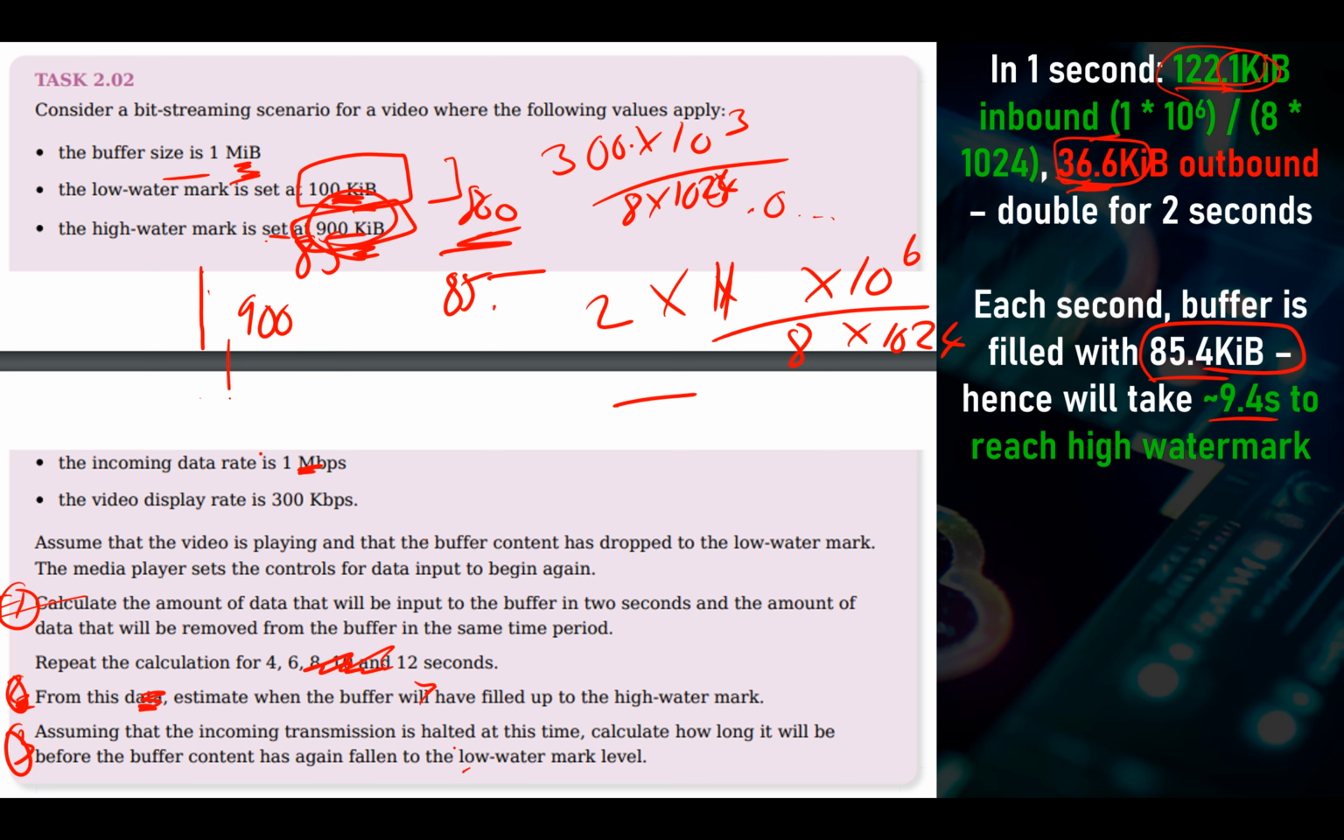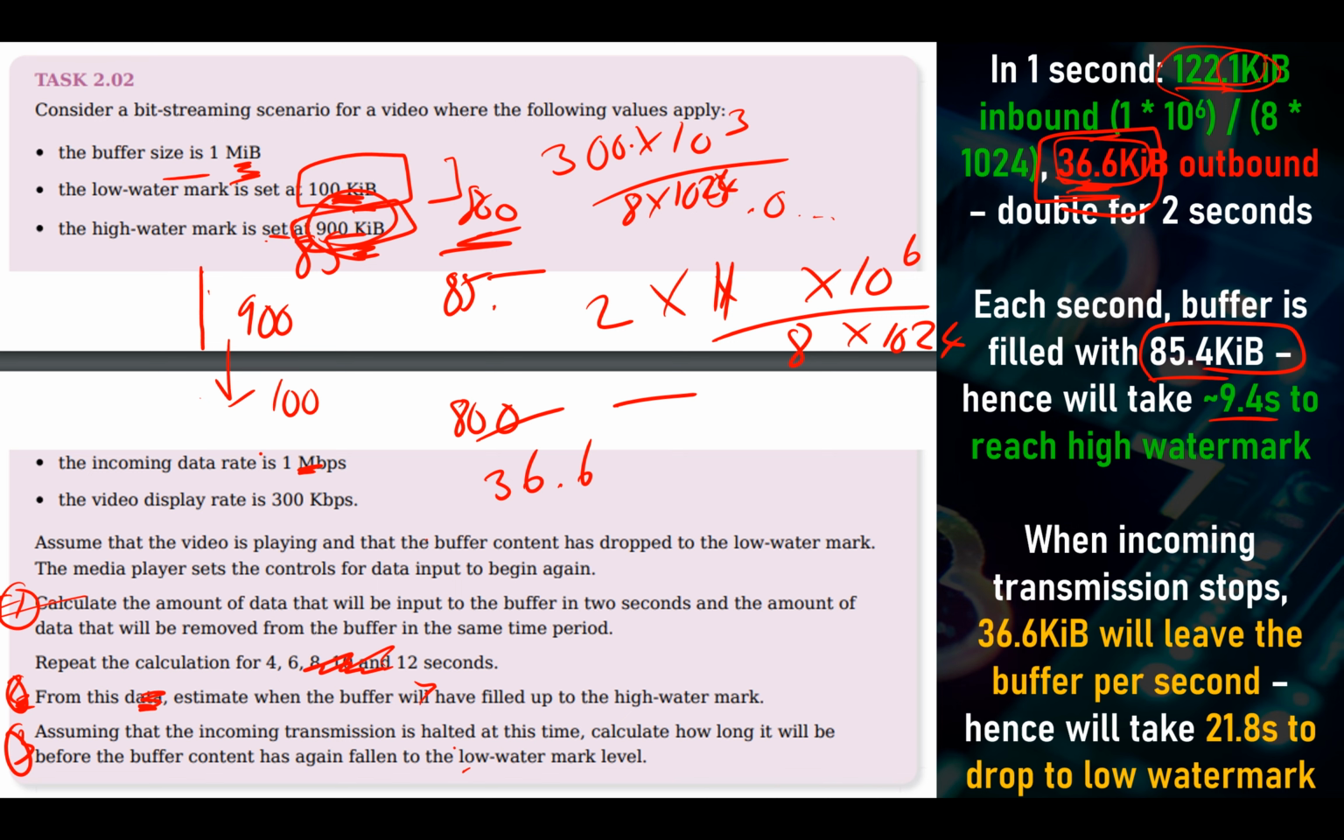So we want to work out how long it's going to take for that to reduce back down to 100. Again, the difference is 800, and the outbound speed is 36.6. So if we do 800 divided by 36.6, that's going to tell us how many seconds, which means it's going to take 21.8 seconds to drop to the low watermark.